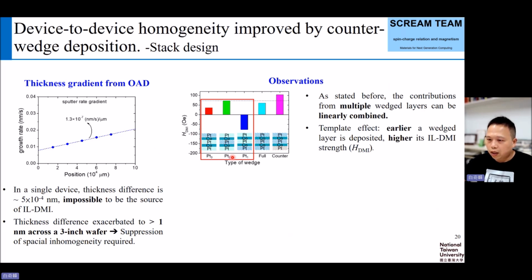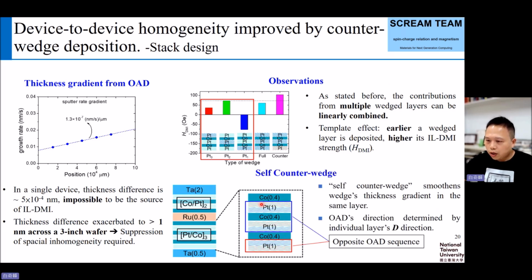First, we observe that in this kind of structure, we have 3 platinum layers to play with. Second, if we can introduce the so-called self-counter wedge, that is, within one platinum layer, we use 2 different directions of wedge deposition, then it is possible that within a single layer we already eliminate this kind of thickness variation. So that can further mitigate the overall thickness variation when we have a full wedge deposition.